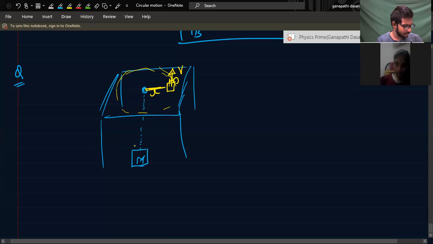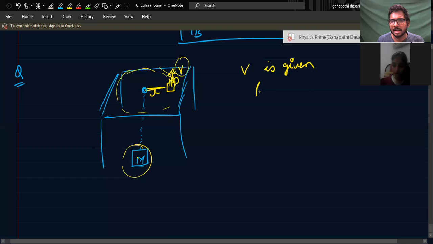So how much is this mass? If mass is given, find out the velocity. If velocity is given, find out the mass. Anything can be asked in the question. It should, like this, the block has to move in the circle. If velocity is given, find the mass. How much mass should be there so that it will stably go in a horizontal circle? This is a smooth table.